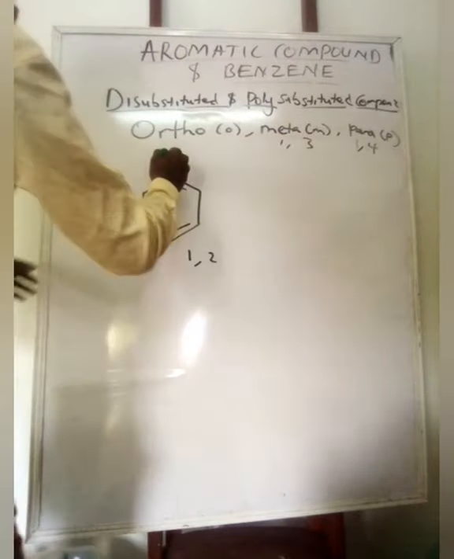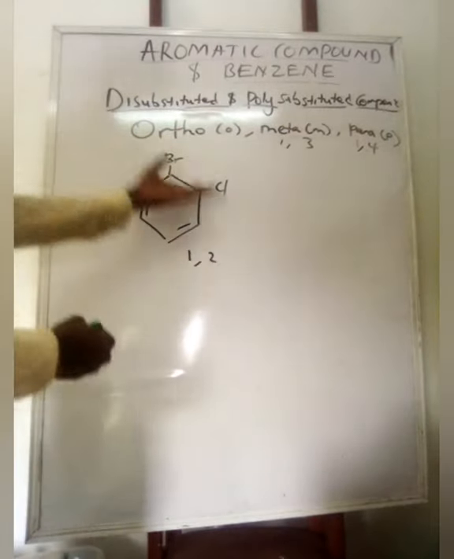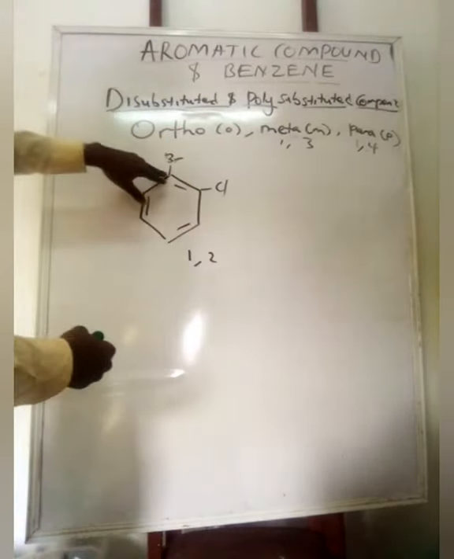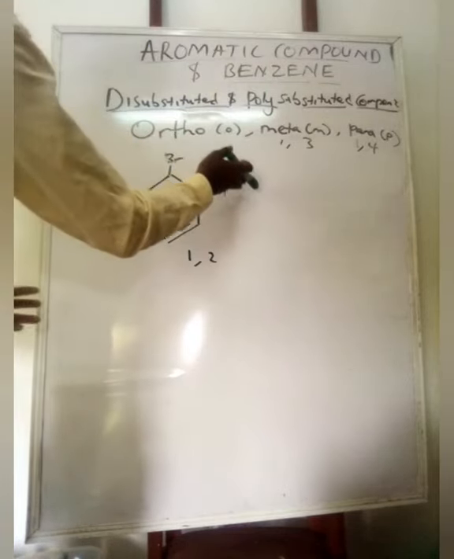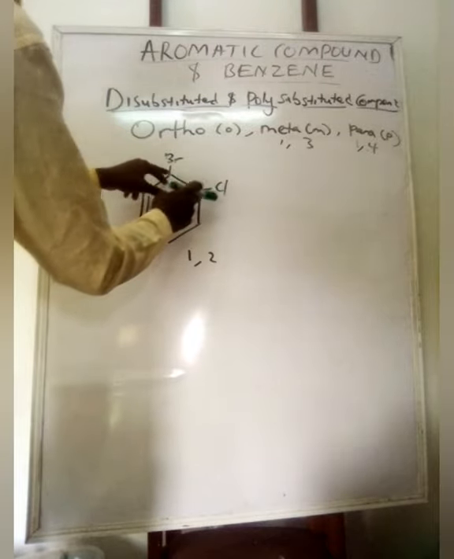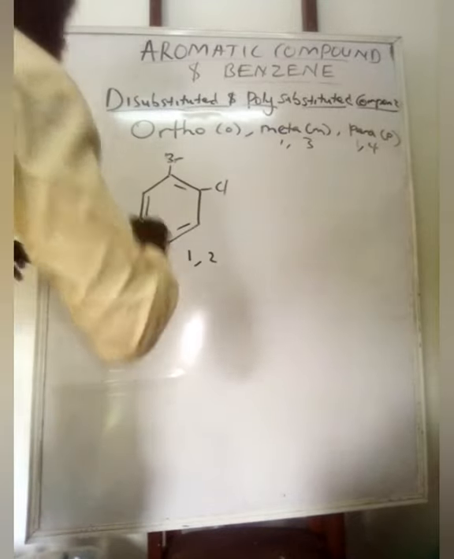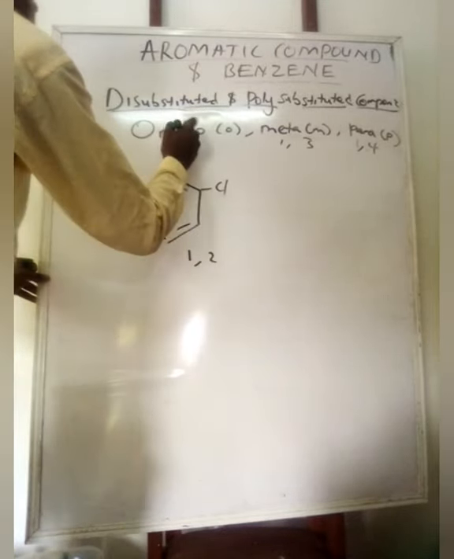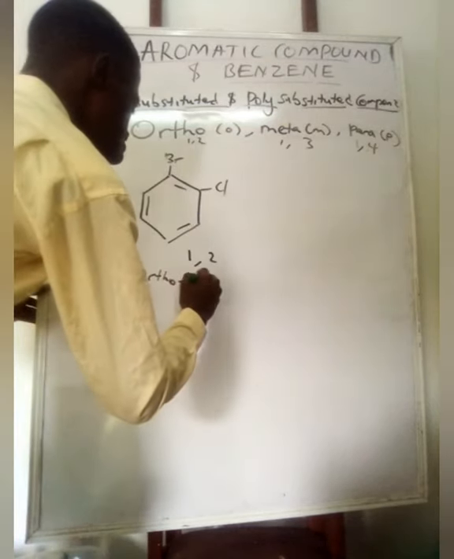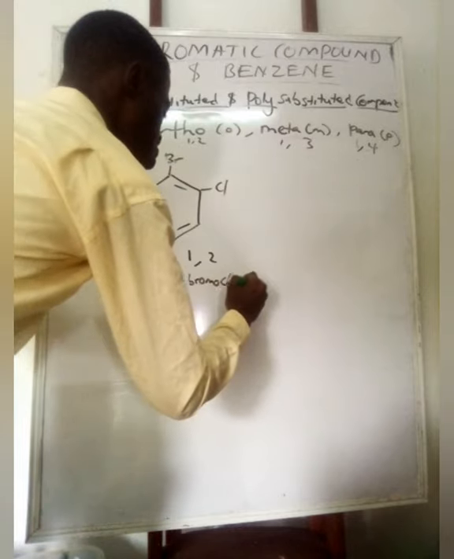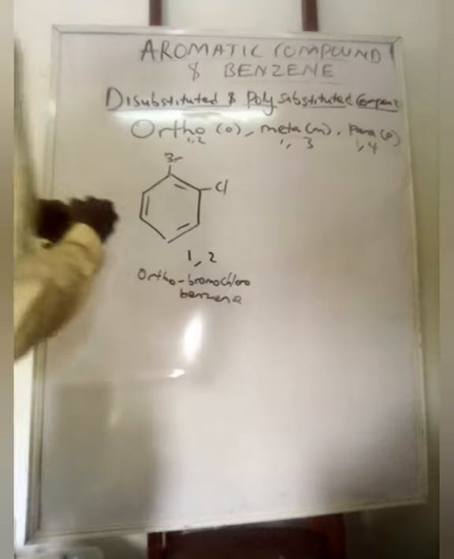Now, for example, we have bromine and chlorine. If you want to name this compound, it will be 1-bromo-2-chlorobenzene, having bromo and chloro on position 1 and 2. So instead of writing 1-bromo-2-chlorobenzene, since 1 and 2 is ortho, you write ortho.